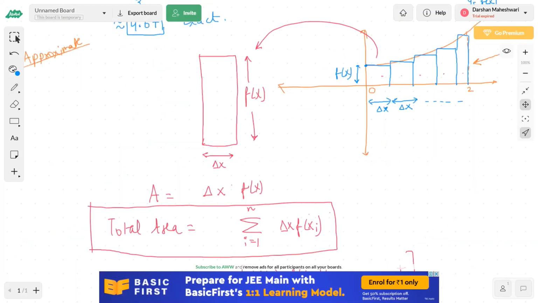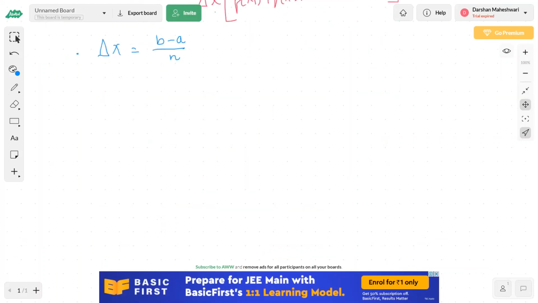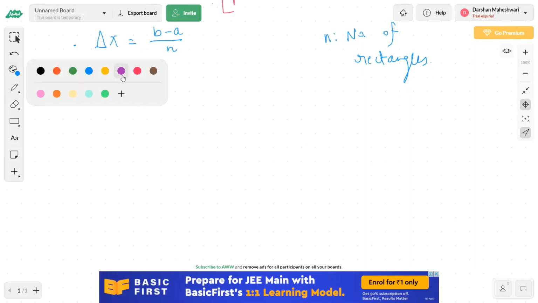So just like this, we have to place the value of b and a, and n is the number of rectangles which we are forming inside the region. In a couple of minutes we'll also come to know that the more rectangles there are, the more accurate, or nearer, our approximation is to the exact value. All right, let's start now with the technical part.